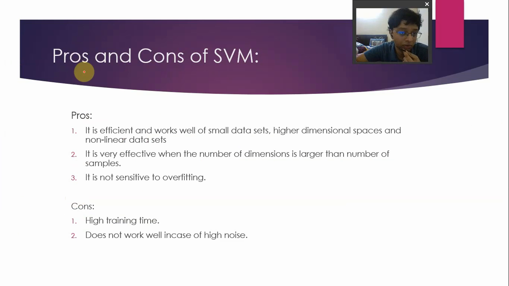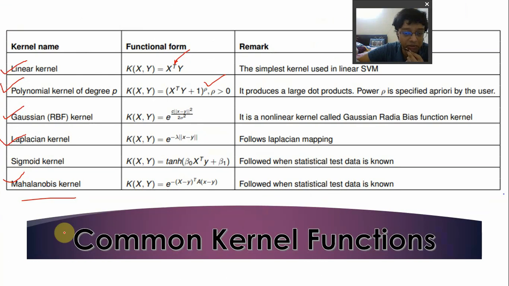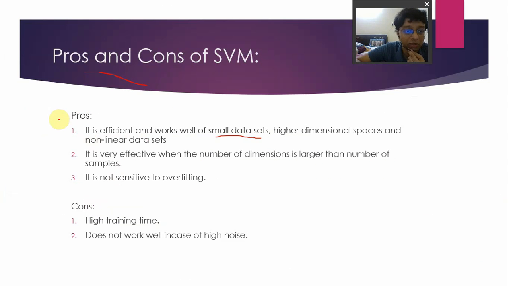Now, what are the pros and cons of SVM? SVM is efficient and works well for small datasets and in higher dimensional spaces where the non-linear datasets are small. So if you have a small dataset and you move to a higher dimension, like over here we move to 6 dimensions, each vector has 6 dimensions, then this algorithm is really efficient. It is also effective when the number of dimensions is larger than the number of samples.